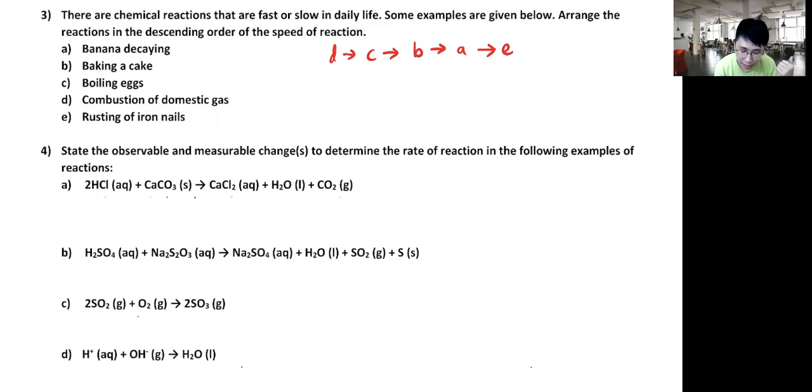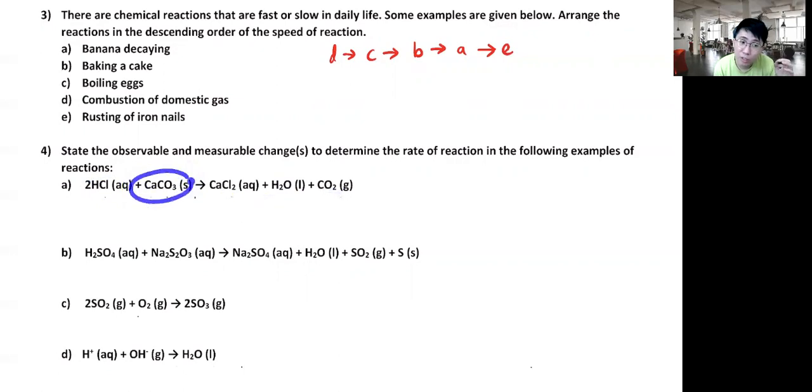So let's say if you look at the first example, I have HCl aqueous, I have CaCO3 solid. I produce CaCl2 aqueous, H2O liquid, and CO2 gas. So what can you actually observe and measure? There are two things. Number one, among the reactants, I would say the solid is very easy to measure, right? I can measure the using up of the CaCO3. How fast do you lose it? Because you're actually using up CaCO3 to form all these things, right?